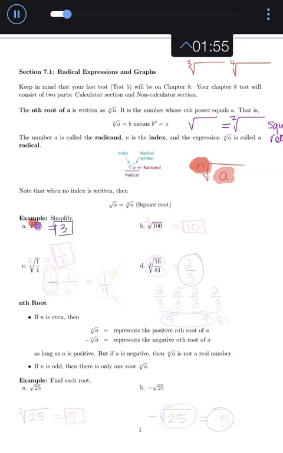The next one, we just see a blank root. So what kind of root is it? Well, if we don't see a number on the root here, it's a square root, so that means there's a hidden 2, which means that they're asking what number squared, or multiplied by itself twice, would give us 100 under here. Well, that's the number 10. And that's our final answer.